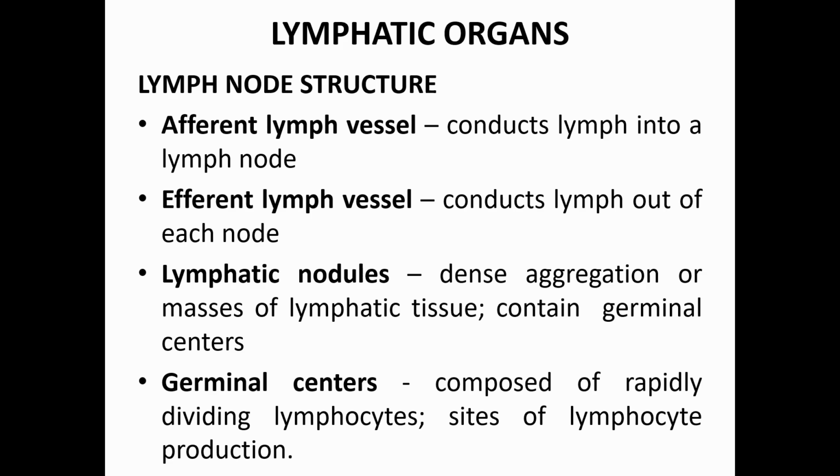So this lymph node structure consists of the following. You have your afferent lymph vessels, which is a vessel that conducts lymph into a node, meaning papasok. You also have your efferent lymph vessel, which conducts lymph out of the node, so palabas. You also have your lymphatic nodules. These are aggregations or masses of lymphatic tissues. They contain germinal centers. These germinal centers are composed of rapidly dividing lymphocytes, sites of lymphocyte production.